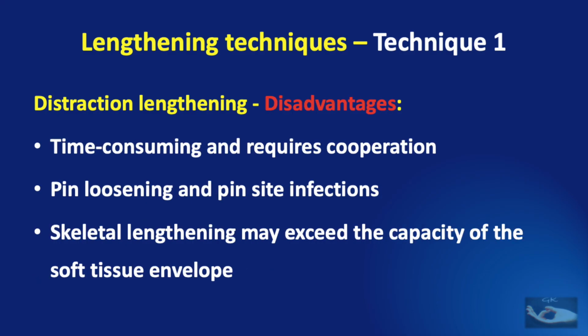However, this technique has the disadvantages in that it is time consuming and requires the cooperation of the patient and the parents. The external fixation frame is often in place for upward of 4 months to achieve consolidation of the skeleton. In this period, pin loosening and pin site infections can complicate the process, and skeletal lengthening may exceed the capacity of the soft tissue envelope and produce tender bony prominence of the fingertip.